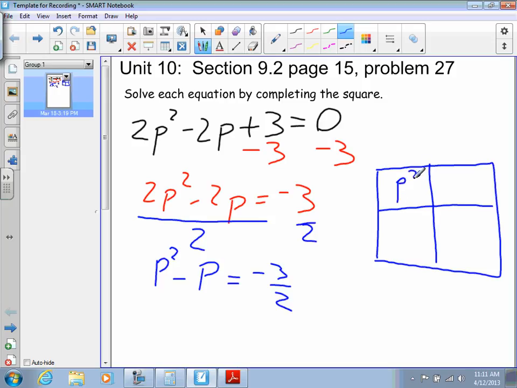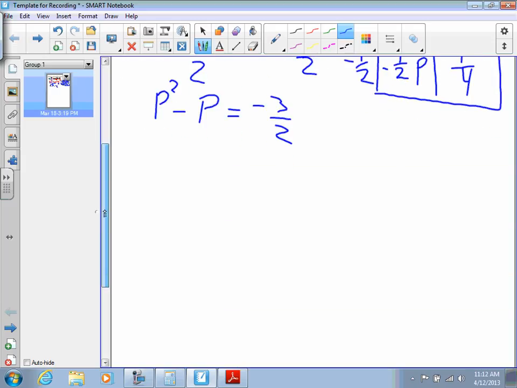We need to take our negative p and break that in half, so we have -1/2 p and -1/2 p. And that becomes, let's see, a p here and a p here, -1/2 here, -1/2 here, so this becomes 1/4. We're going to add 1/4 to both sides of the equation.